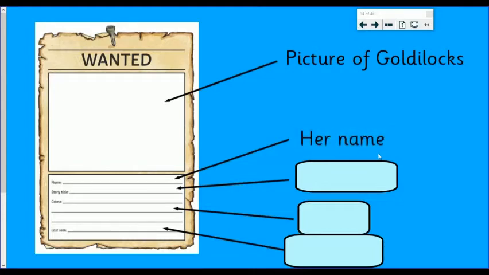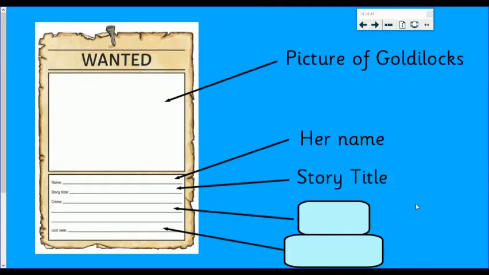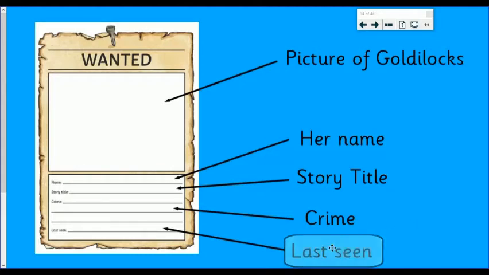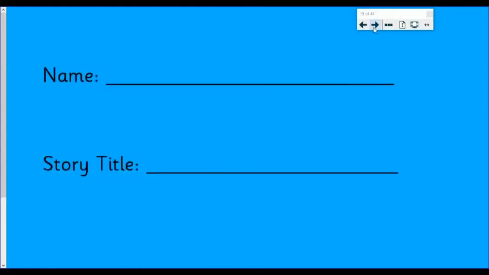We are also going to include her name and we're going to make sure that we remember to use a capital letter at the beginning of her name. We are going to include the story title, so the book that she is from. We're going to write about what crime she committed. And then we are also going to mention about when she was last seen. So let's start and fill out each section together.